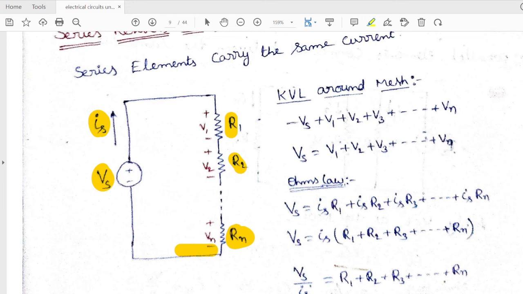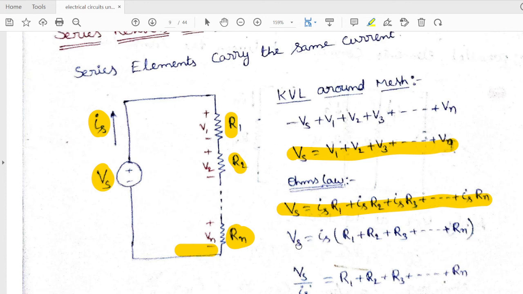Okay. So let me erase. So like that we got this one. So Vs is equal to V1 plus V2 plus V3 plus so on Vn. By applying Ohm's law, I am getting this. See, in this, I am making Is common. Why? Because Is is there in all the terms. So Vs becomes Is into R1 plus R2 plus R3 plus so on Rn.